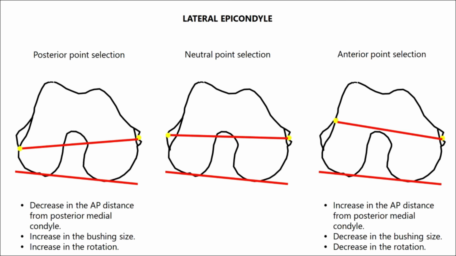larger bushing being recommended. The distance between the medial epicondyle and the posteriormost point on the medial condyle is around 15 to 20 millimeters. As an error in selecting this landmark is directly reflected to approximately the same amount in the calculations, precise selection of this landmark is mandatory.